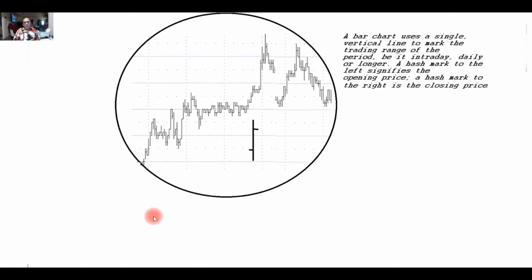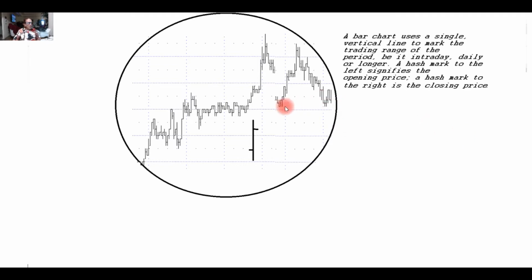Lesson 8 is going to be a review. We're going to do a little review here right quick. As you remember, we recognize some of these different charts, and this is a bar chart, where the open of the market and the close, the low and the high. The bar chart is used as a single vertical line to mark the trading range of a period.